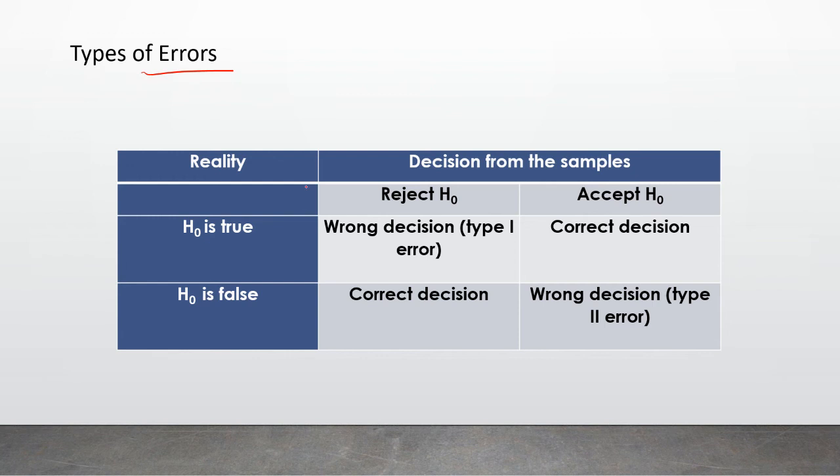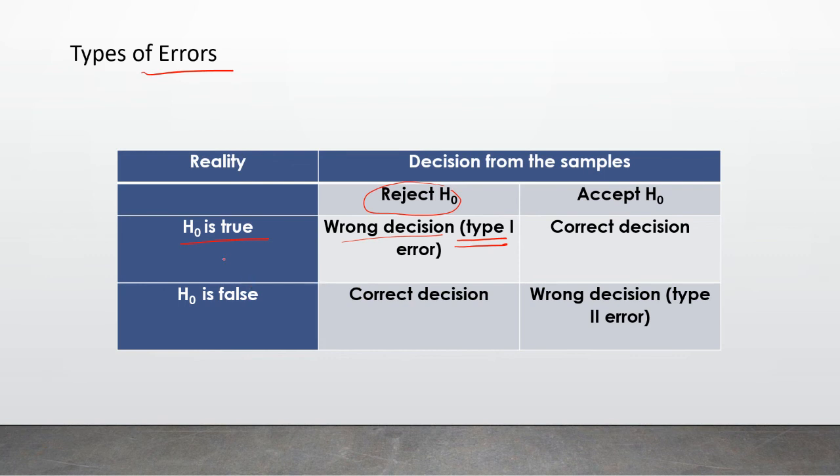So see this table. H naught is true, but if you reject that H naught, then it will be a wrong decision. Obvious, no? When H naught is actually true, but you are rejecting it due to some human error, or your samples were not correct, or a wrong procedure, you will reject your H naught. That will be a wrong decision, and such an error is called a type 1 error.